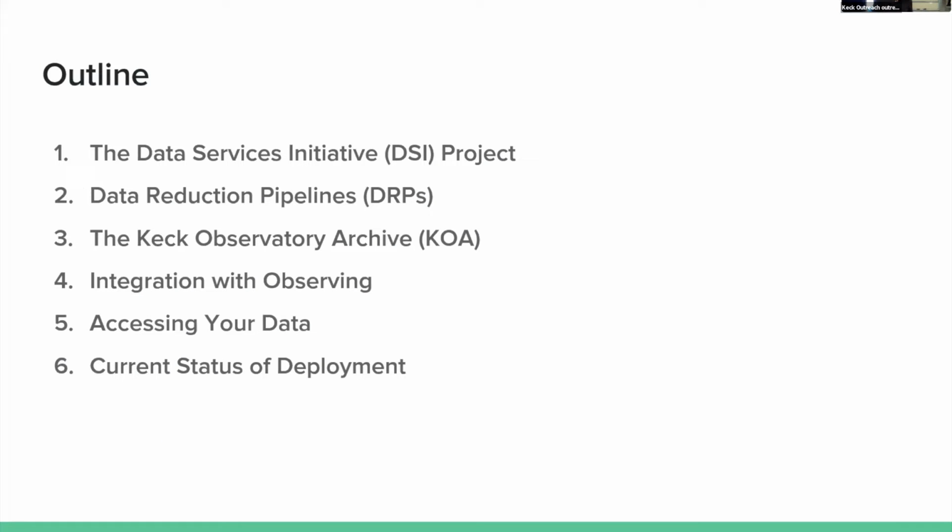So this work is part of the Data Services Initiative project. So I'm going to start with a brief overview of that project, then talk to you a bit about how we're deploying DRPs. We recently had a pretty big change in how we archive data, so I will share that with you. And then I'll share how this all gets integrated into your observing model at Keck. Very important, how do you access all this data, especially data reduction pipeline data? And then I'll give you an update on the deployment status for this work.